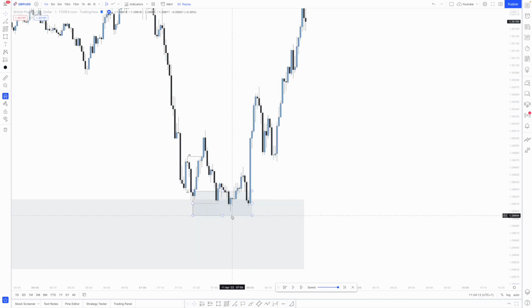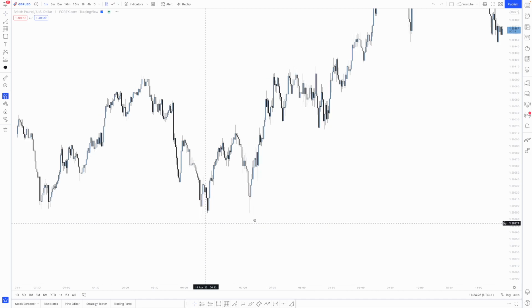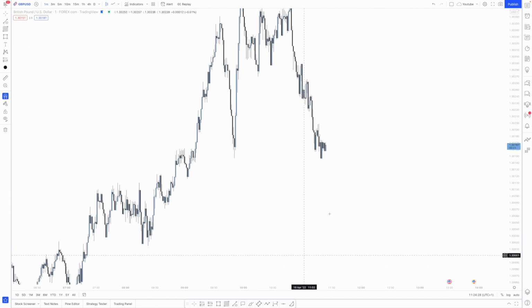So if I just come back out now, I'll show you a couple more examples, because like I said guys, once you get the hang of this and once you start seeing this, you won't be able to unsee it basically. So if I go back and find another example, we're on the 1 minute chart here.